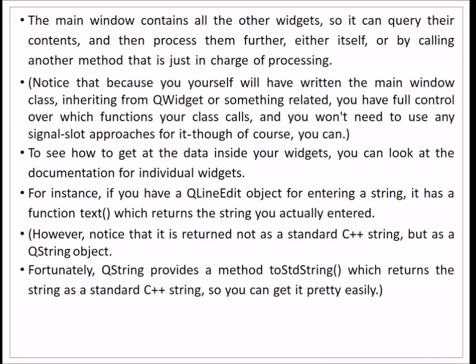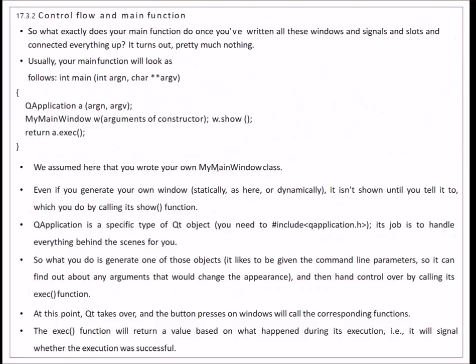So to see how to get the data inside your widget, you can look at the widget more closely. For example, if you have a QLineEdit object for entering a string, it has a function called text, which returns the string you actually entered, and you can easily use toStdString to convert it to a C++ string. And then, control flow and the main function.